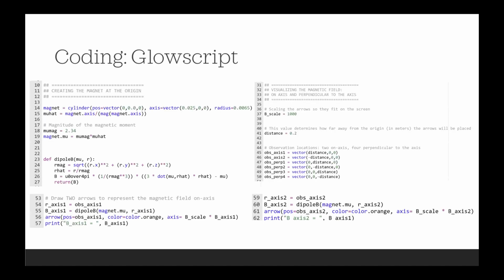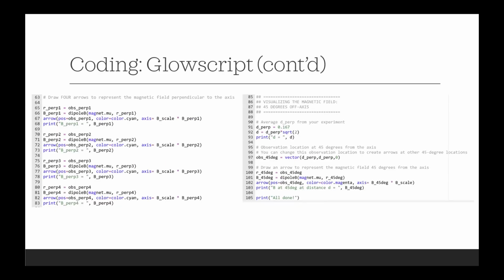I was also able to model the magnetic field of the bar magnet computationally. I first created a cylinder to represent the magnet at the origin and recorded my value of mu, then defined a function for the magnetic field at any point relative to the position of the magnet. I then created 6 observation locations, 2 of which were on axis to the bar magnet and 4 of which were perpendicular to the axis of the bar magnet. At each of these locations, I created arrows representing the direction and magnitude of the magnetic field due to the bar magnet. Here you can see the 4 arrows representing the magnetic field perpendicular to the axis of the bar magnet.